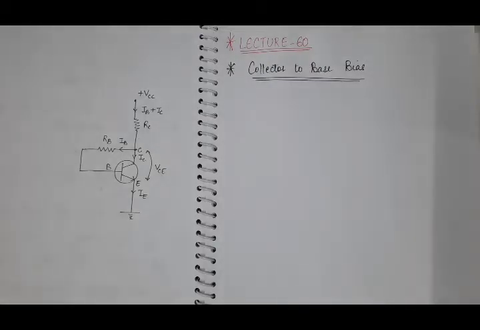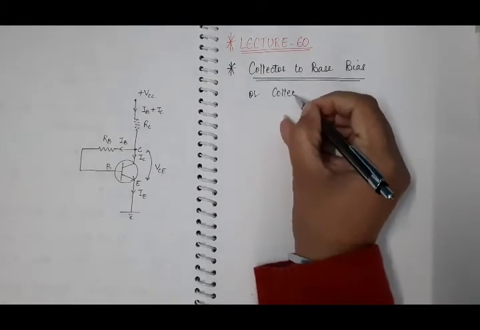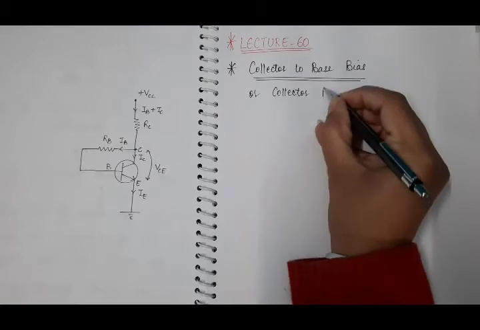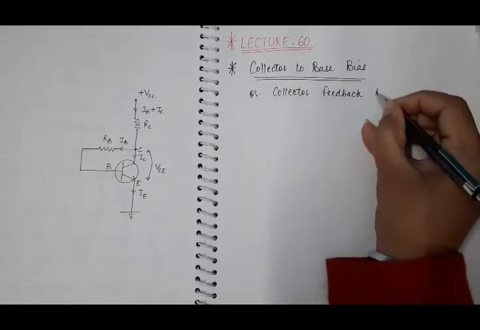Good morning students. In this lecture 60 of electronics, we will discuss our next method of transistor biasing, that is collector to base bias, also known as collector feedback bias.